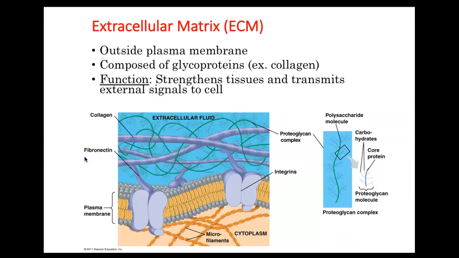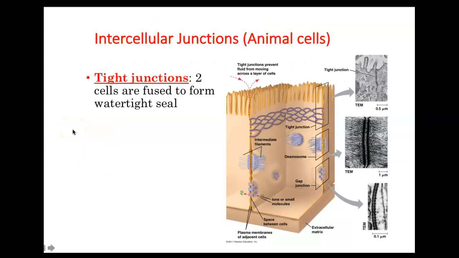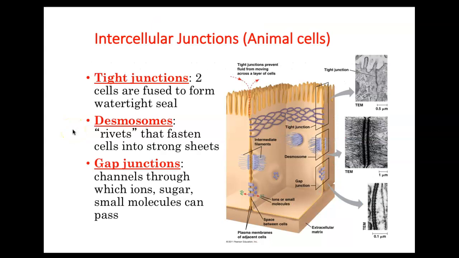Right, the extracellular matrix is like this barbed wire looking thing on the outside of the cell, and its job is to strengthen tissue and transmit external signals. So it looks like the barbed wire thing, made up of glycoproteins. Glyco meaning sugar, protein meaning protein. So proteins with sugars attached to them. So just extracellular matrix on the outside, strengthens, helps transmit signals.